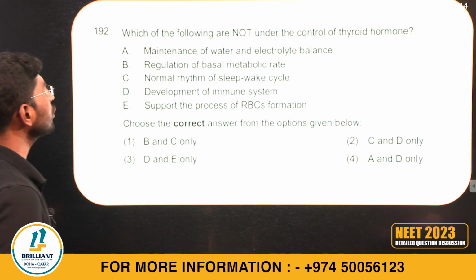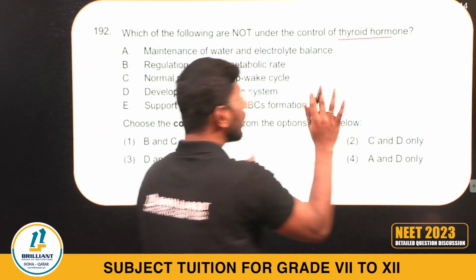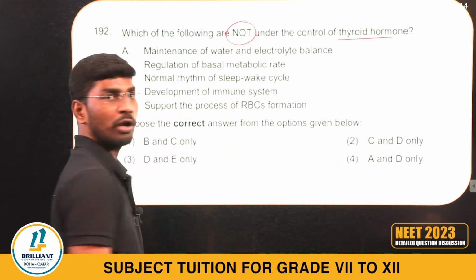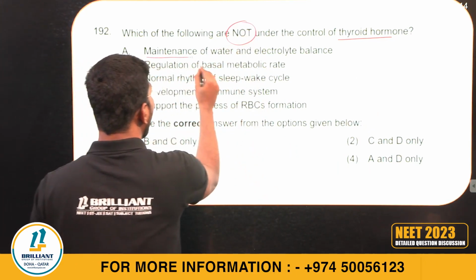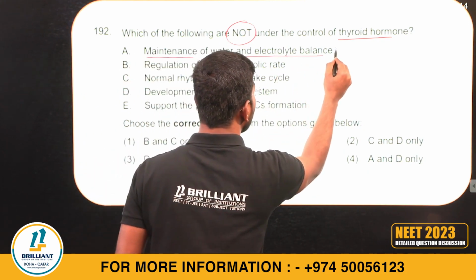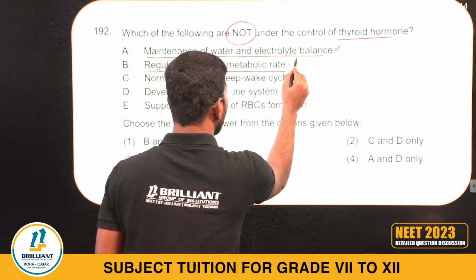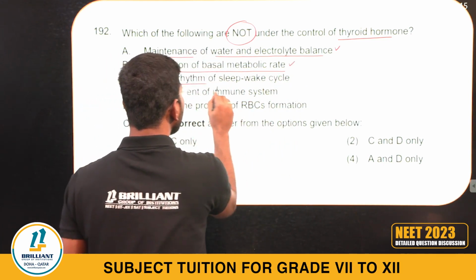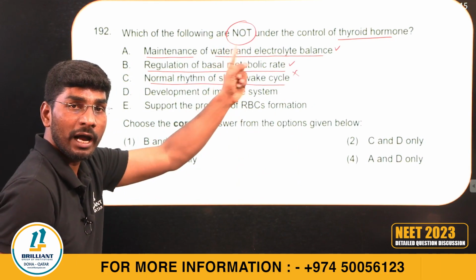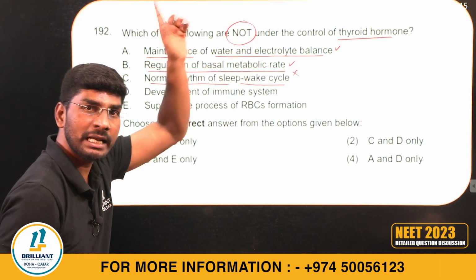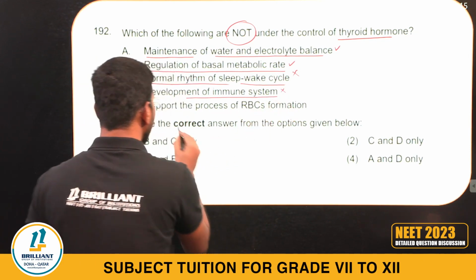Question 192. Which of the following are not under the control of thyroid? Not under the control of the thyroid hormone, thyroxine. Maintenance of water and electrolyte balance, okay. Regulation of basal metabolic rate, okay. Normal rhythm of sleep and wake up, no, it is melatonin, and also the pineal gland. Development of immune system, pineal gland.